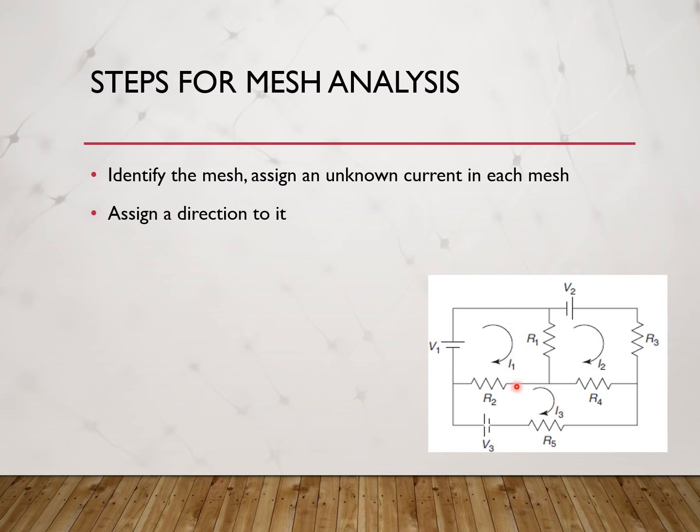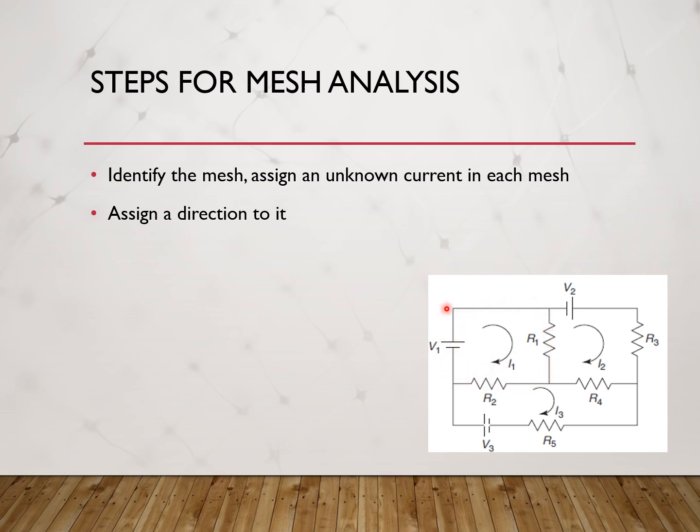Now assign directions to the currents. You are going to be randomly assigning the directions, for these I1, I2 and I3. Here we have just randomly assigned clockwise directions. It could be any direction, but we are just assuming directions for the three meshes. So there are three unknown mesh currents. Remember that mesh currents are supposed to flow in the whole loop.